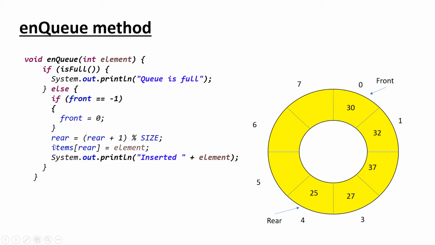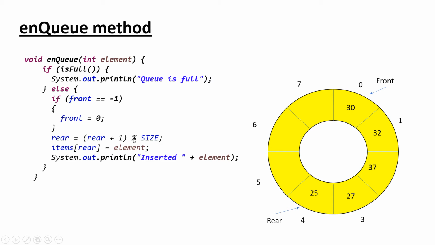Now again, suppose you want to insert one more element into this queue. This time, the queue is again not full. The front is equal to -1 condition will also not be satisfied, because last time we moved the front to 0, right? So now the front is pointing to 0, and the rear, which was also pointing to 0, becomes 0 plus 1, which is 1, modulus size. The size value here is 8. So 1 modulus 8 will return 1.